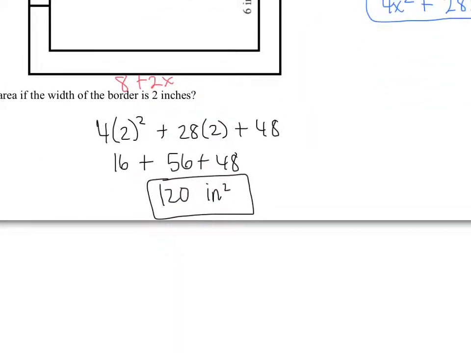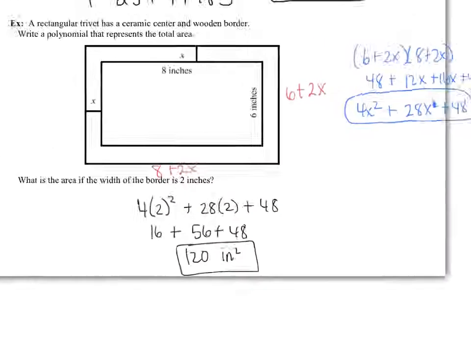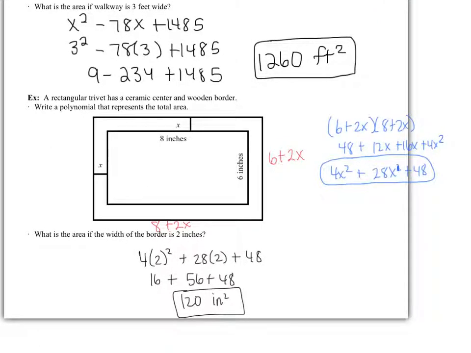So then over here it says, what if the width, this right here, is 2? So you replace x with 2. Don't forget to follow order of operations. 2 squared is 4, times 4 is 16, 28 times 2 is 56, and then plus 48, so we should get 120. So now I can come back to the picture.